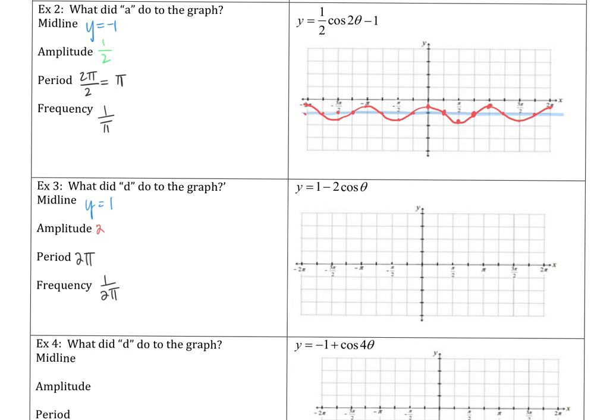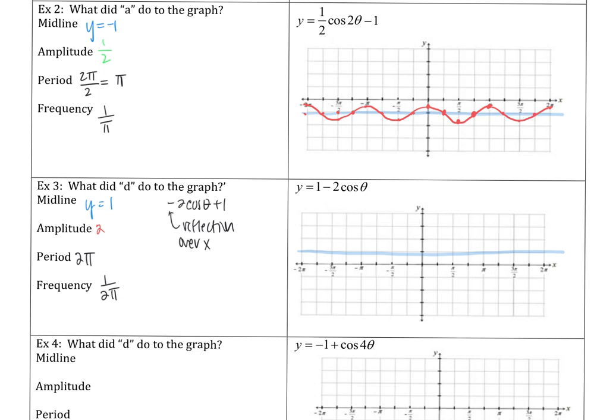And if you notice, I do actually have -2 cosine theta plus 1. If you're having a hard time noticing that, this is a reflection over the x-axis, or the midline. So let's draw that midline in. There's 1. I've got an amplitude of 2.